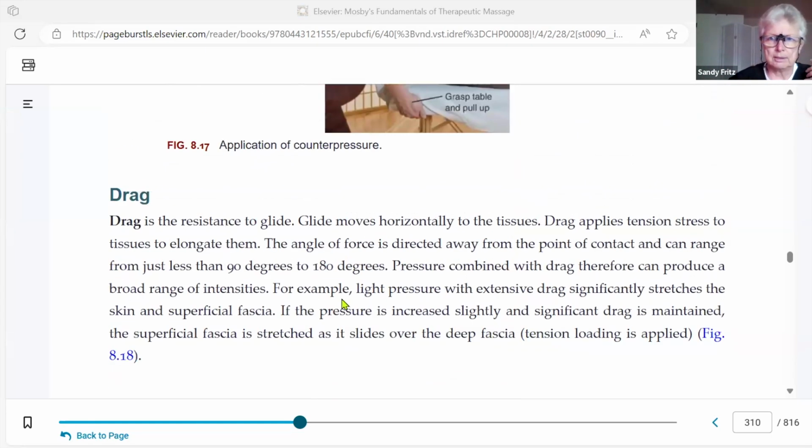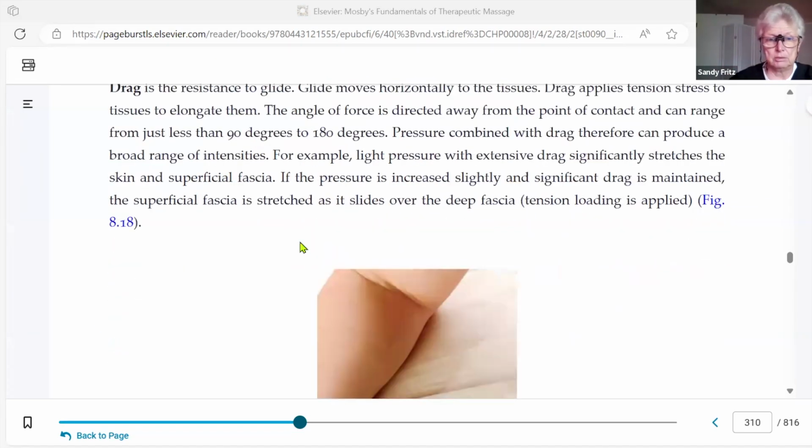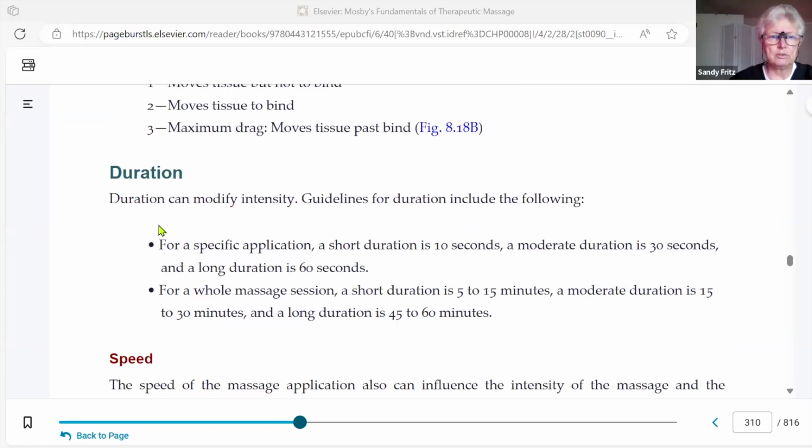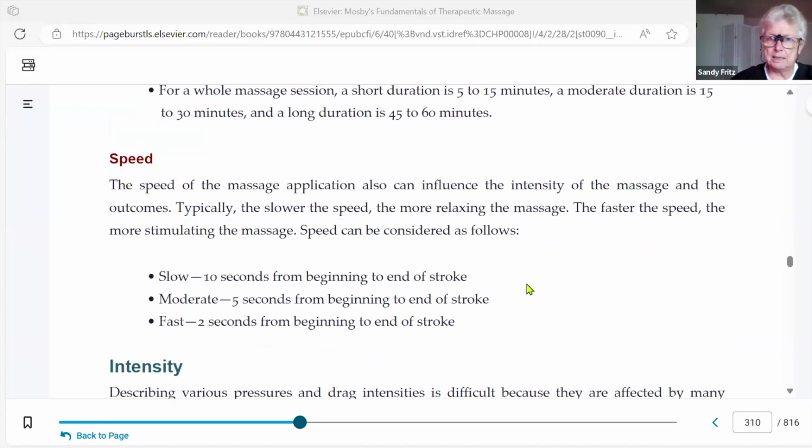Drag is also important, and we want those tissues to glide, to slide against each other, not just us sliding on the surface. So that is where we want to pay attention to the amount of lubricant that we use. And then duration has to do with a couple of things: how long we are in a particular area or how long the session is as a whole. Then here's our speed. These are all of our modifiers: slow, moderate, fast.